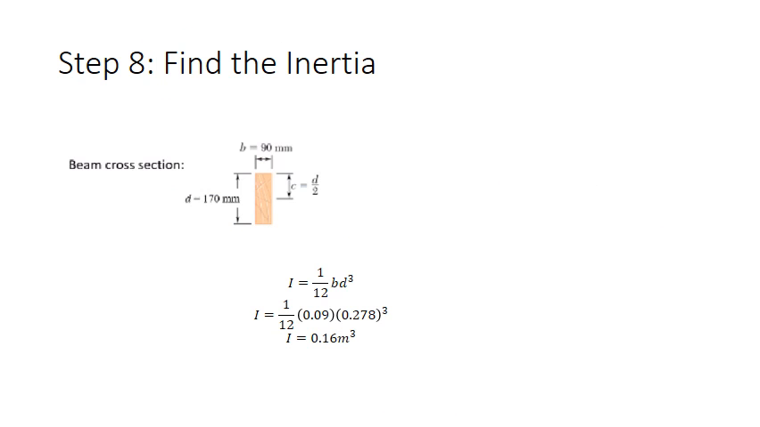And then the next is we have to determine the inertia. From the question, it is simple. We know that the inertia formula is I equals 1 over 12 BD cubed. So I equals 1 over 12 times B, which is 90 millimeter, and if we change it to meter, it will be 0.09, and D, which is 278 millimeters, and if we change it to meter, it will be 0.278. So the I we will get is 0.16 meter cubed.